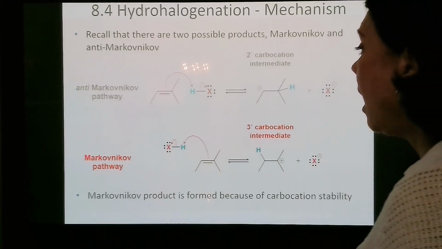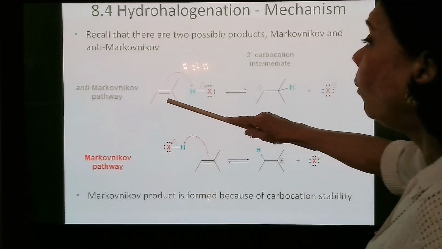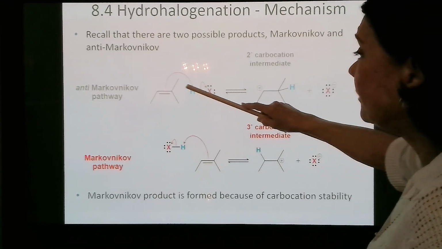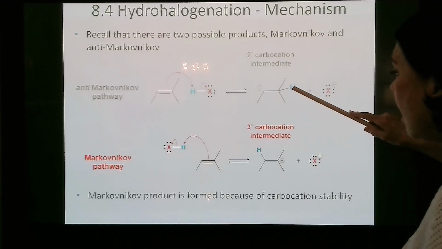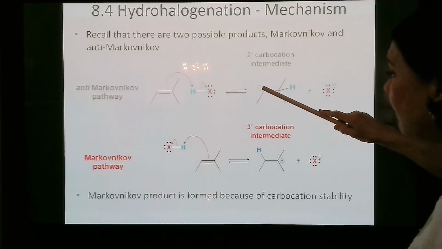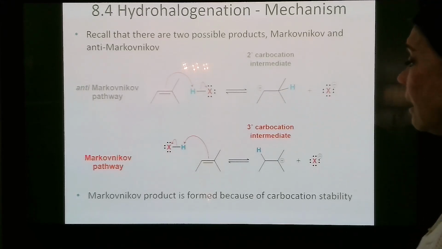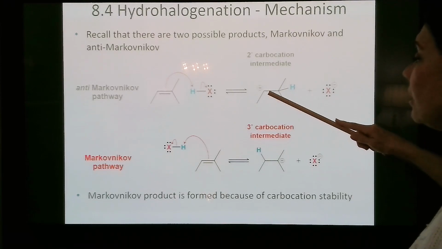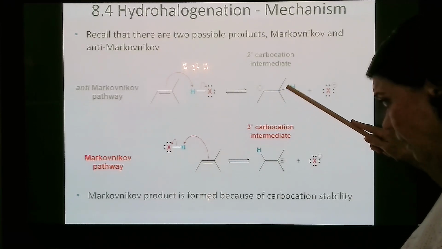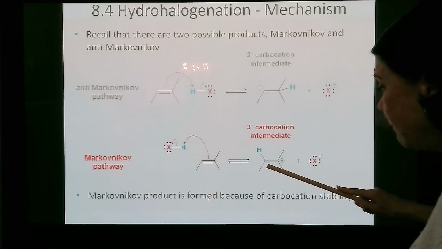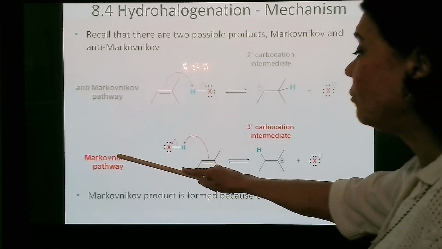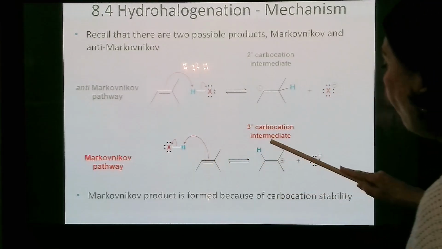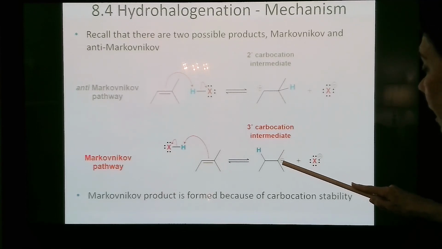Now, there are two possible products. One, remember, is the anti-Markovnikov pathway, and so you could theoretically have a proton attached at this tertiary carbon. You could have a secondary carbocation formed. This would be the anti-Markovnikov product because this is going through the less stable intermediate. This one is going through the more stable carbocation intermediate, and so this is the Markovnikov pathway, where the proton becomes attached so that you form the more stable carbocation intermediate.